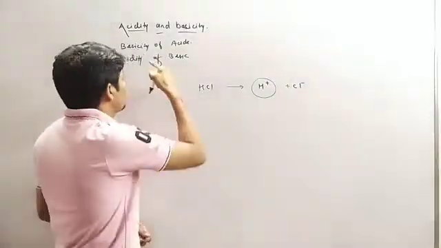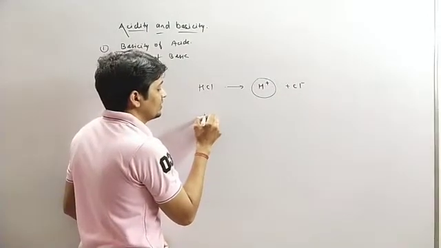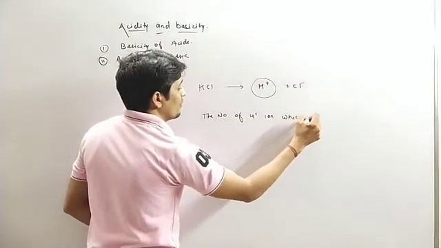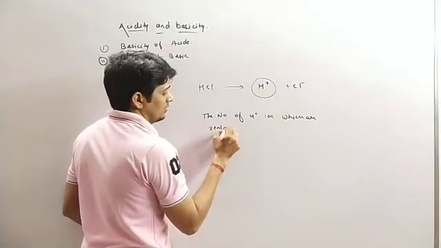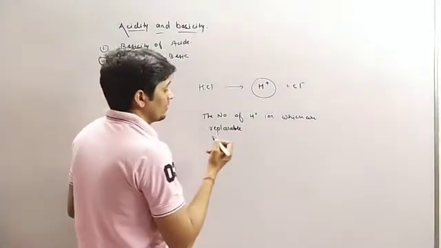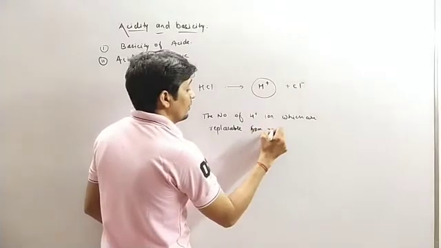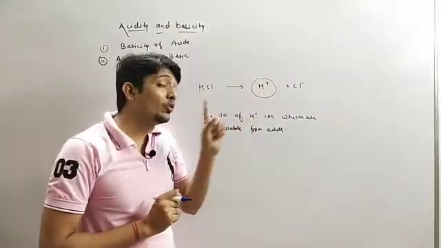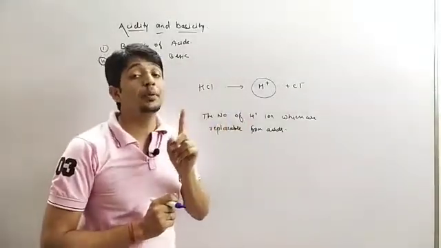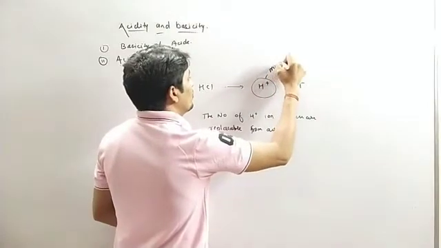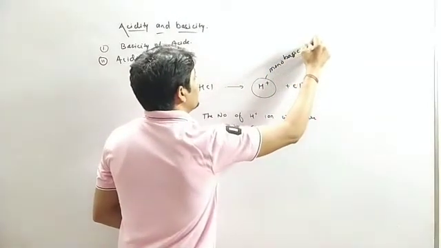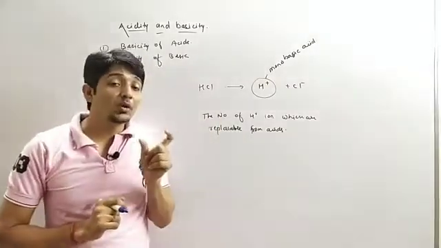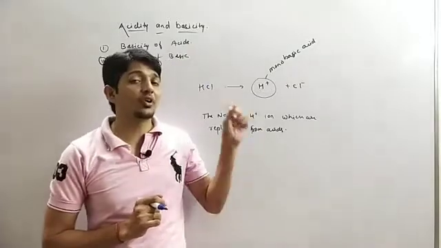So what is basicity? The basicity is the number of H positive ions which are replaceable from an acid. So in HCl we can replace only one H positive ion, which means it is a monobasic acid. I hope you have understood what the basicity of an acid is. The number of H positive ions which are replaceable from the acid is called its basicity.